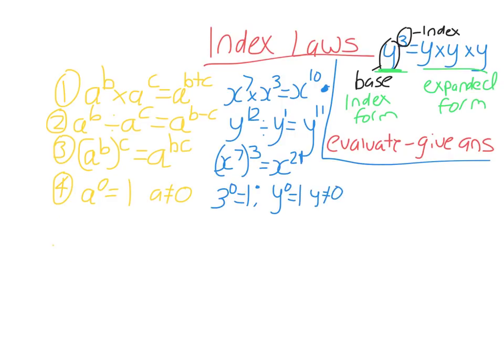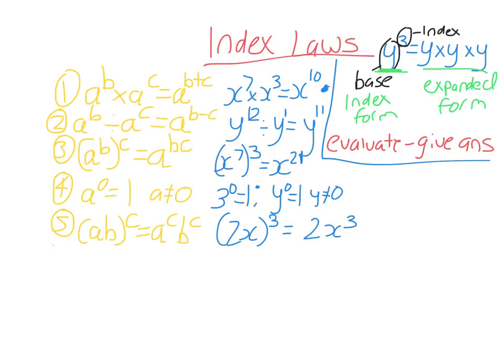So, fifth index law, if you have a product, something times something, and you're raising that to a power, raise the first thing in the product to that power, raise the second thing in the product to that power. For example, if I have something like 2x to the power of 3, people often mess this up. They think that it's 2x cubed, but the rule is you have to raise the first thing to that power, so that's 2 to the power of 3, and raise the second thing to that power. 2 to the power of 3 is just 8.